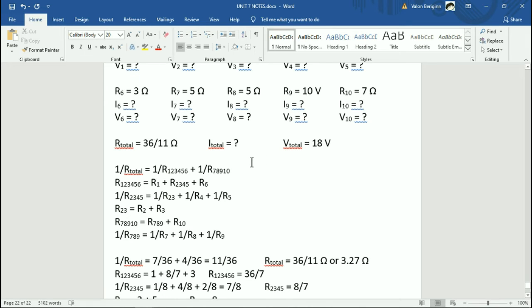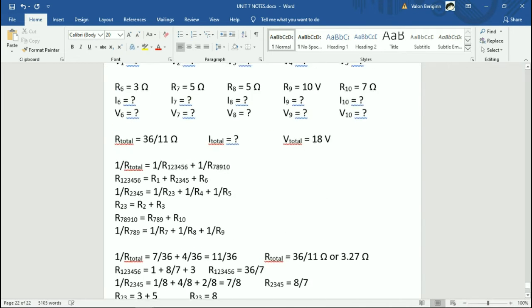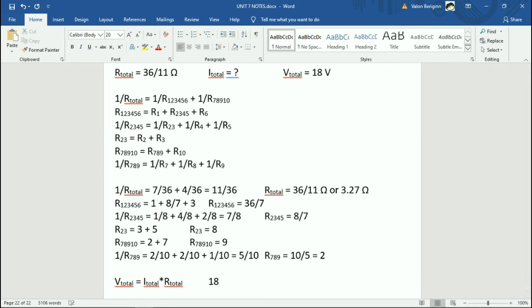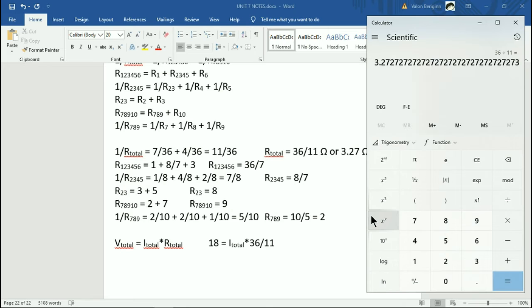Now we can solve for I total. We have V total is 18. So 18 equals I total times 36/11. So 5.5.